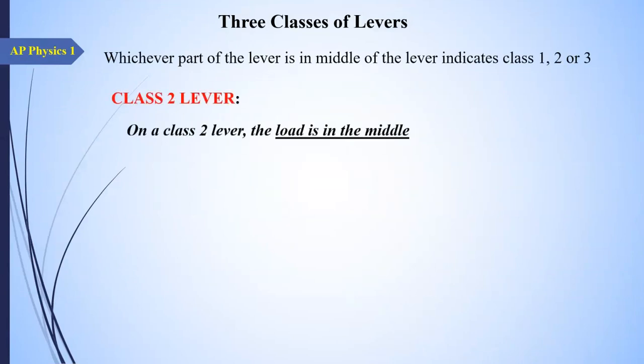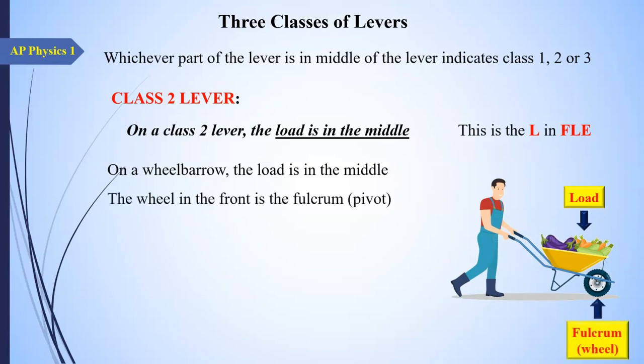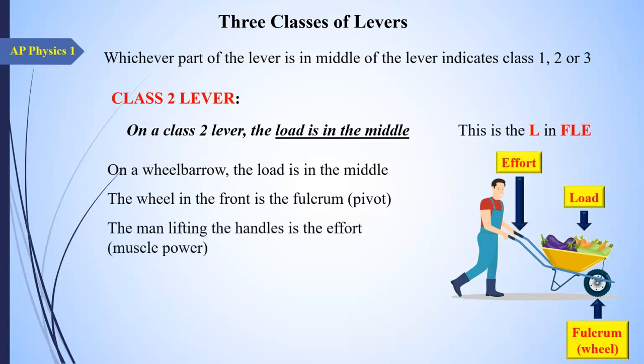On a class 2 lever, the load is in the middle. So that's the L in FLE. Since the L is in the middle of the letters FLE, then the load is in the middle, and that's a class 2 lever. So you see a man pushing a wheelbarrow. On the wheelbarrow, the load is in the middle. That's the vegetables that he's carrying. The wheel in the front is the fulcrum or the pivot. And the man lifting the handles is the effort. That's the muscle power. So the thing in the middle of those three is the load. That's the L, so that's a class 2 lever.